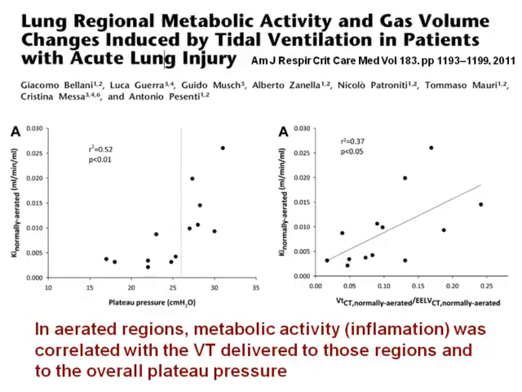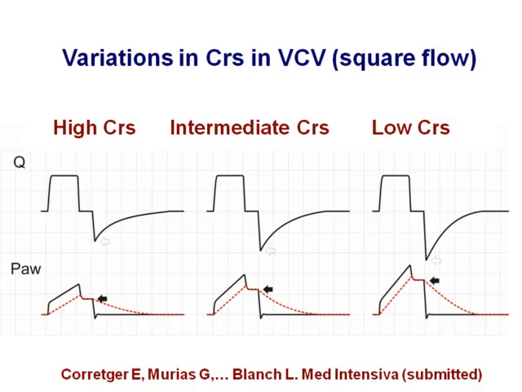Interestingly, what they found was a correlation between inflammation and plateau pressure. So with higher plateau pressure, in that case higher than 26, 27, there was inflammation. They also found a correlation between inflammation and the relationship between the tidal volume of the normally aerated lung and the end-expiratory lung volume of this aerated lung, as you will see here. So they concluded that in aerated regions, metabolic activity, inflammation, was correlated with the tidal volume delivered to those regions and to the overall plateau pressure. And also in the atelectatic areas, they did not find too much inflammation here.